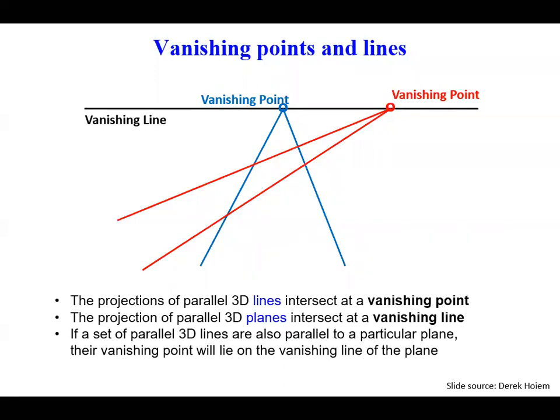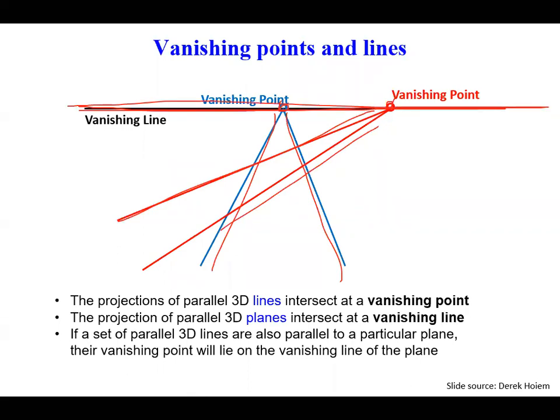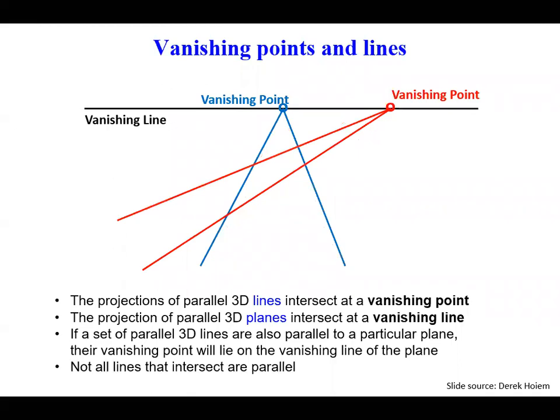If a set of parallel 3D lines are also parallel to a particular plane, their vanishing point will lie on the vanishing line of that particular plane. As you can see from here, this is the vanishing line. If you have a set of parallel lines, they will intersect at this vanishing point, another set will intersect at this vanishing point, but all of these will actually lie on the vanishing line.